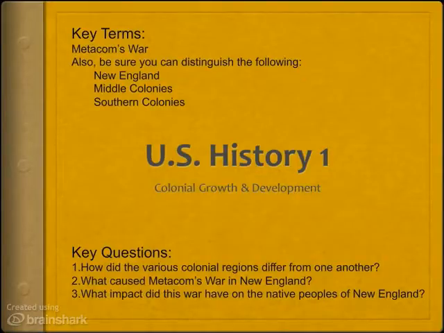As always, there are some key terms you should be able to identify by the end of this lecture. One thing that's a little different here is you'll see some of them are regional terms: the New England, the Middle Colonies, and Southern Colonies. These are all different regions of the 13 colonies. What I mean here is you should be able to identify them on a map, and you also should know how each region differed from the other.